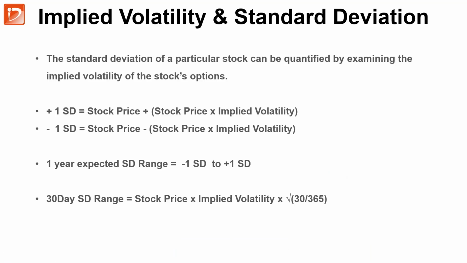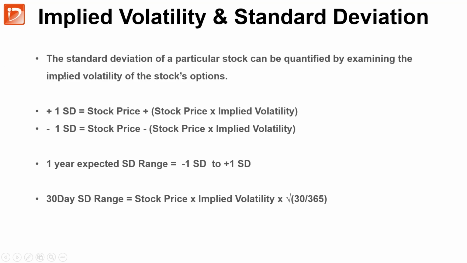So what is the relationship? The standard deviation of a particular stock can be quantified by examining the implied volatility of the stock's options. Let's say I know the implied volatility of a particular stock, then I am able to derive the standard deviation of that particular stock.